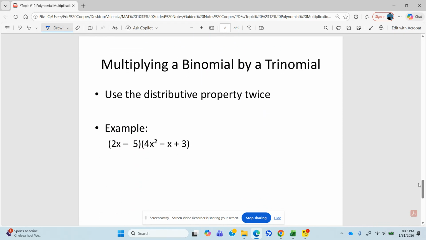Finally, what happens if we want to multiply a binomial by a trinomial? Well, we're really just using the distributive property twice, or it's just a longer version of FOIL. And understand, in FOIL, all we're really doing is making sure everything in the first binomial gets multiplied by everything in the second binomial. So what I'm doing here is I'm going to take this 2x and make sure it multiplies everything in this trinomial over here.